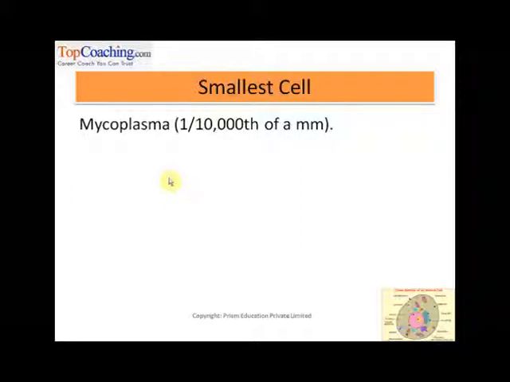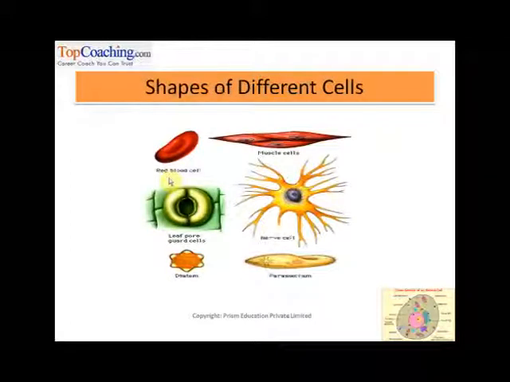Mycoplasma, a type of bacteria, is the smallest cell, and it is 1/10,000th of a millimeter. And different cells have different shapes.